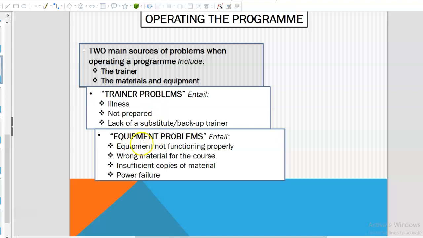The equipment and material problems entail the following: equipment not functioning properly. So therefore, the person on the checklist who is supposed to deal with the equipment must ensure that everything works properly. Raw material for the course, insufficient copies of material, power failure, and all of that. Load shedding. What if it happens? Now we have the schedule for load shedding, so we must prepare for such, with generators and all.